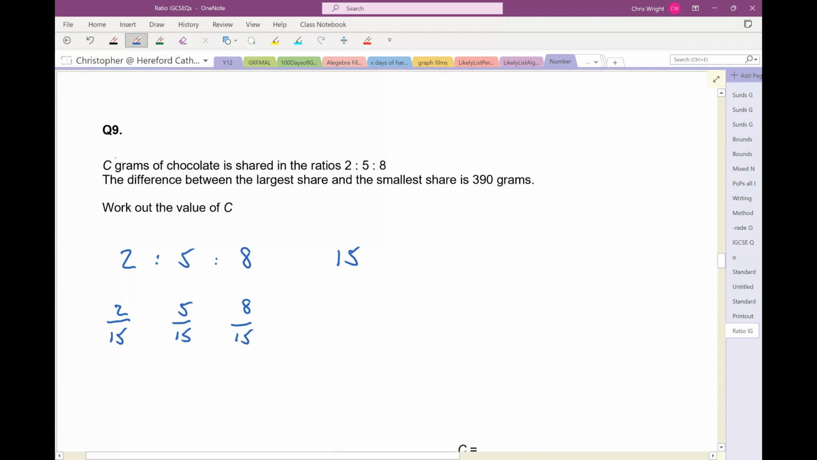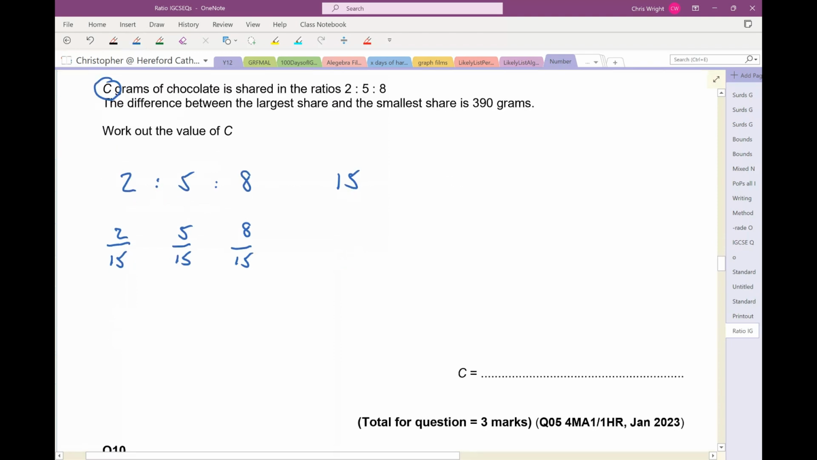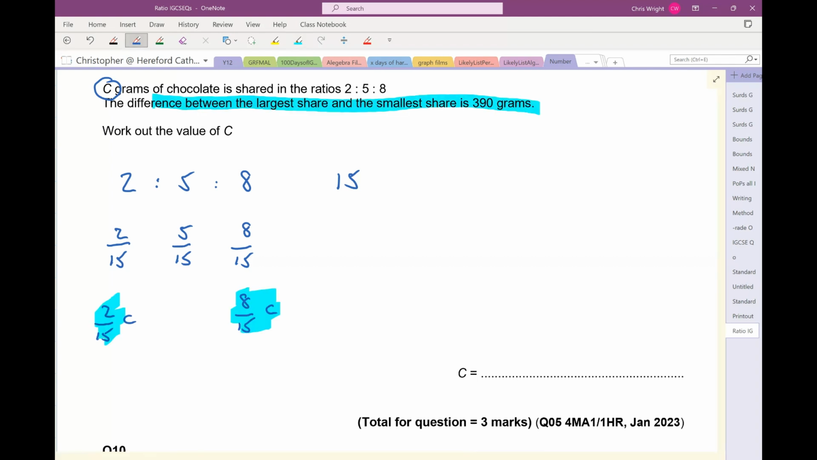Okay, so if there's C grams of chocolate, then the largest share is 8/15 times C, and the smallest share is 2/15 times C. And we know that the difference between the largest and the smallest, that's 6/15 of C, isn't it? And we know that that difference is 390.